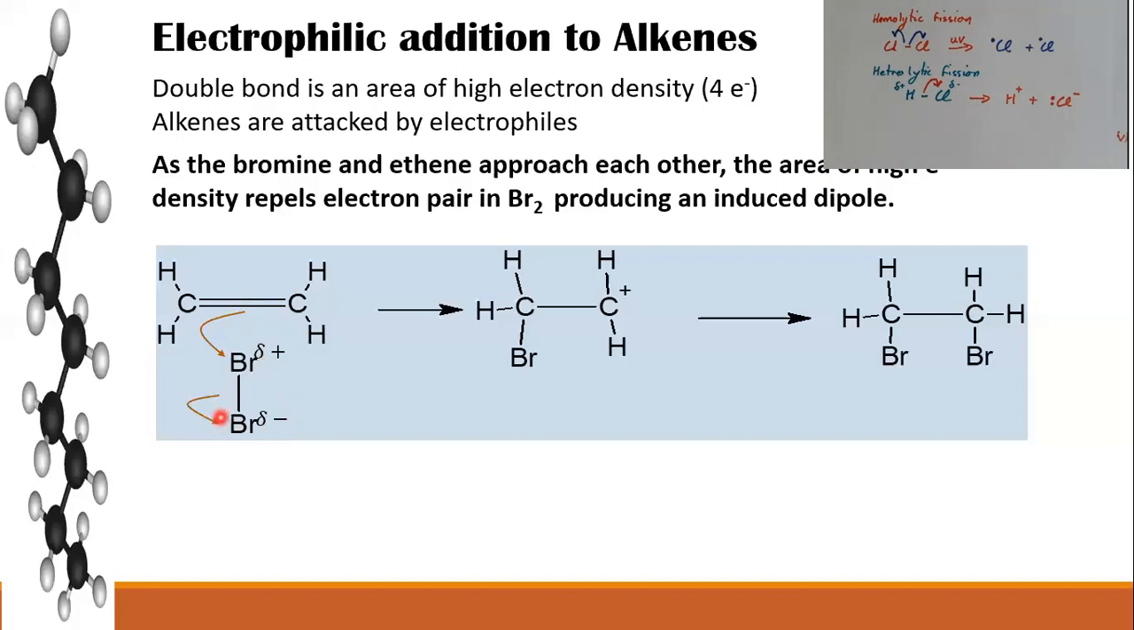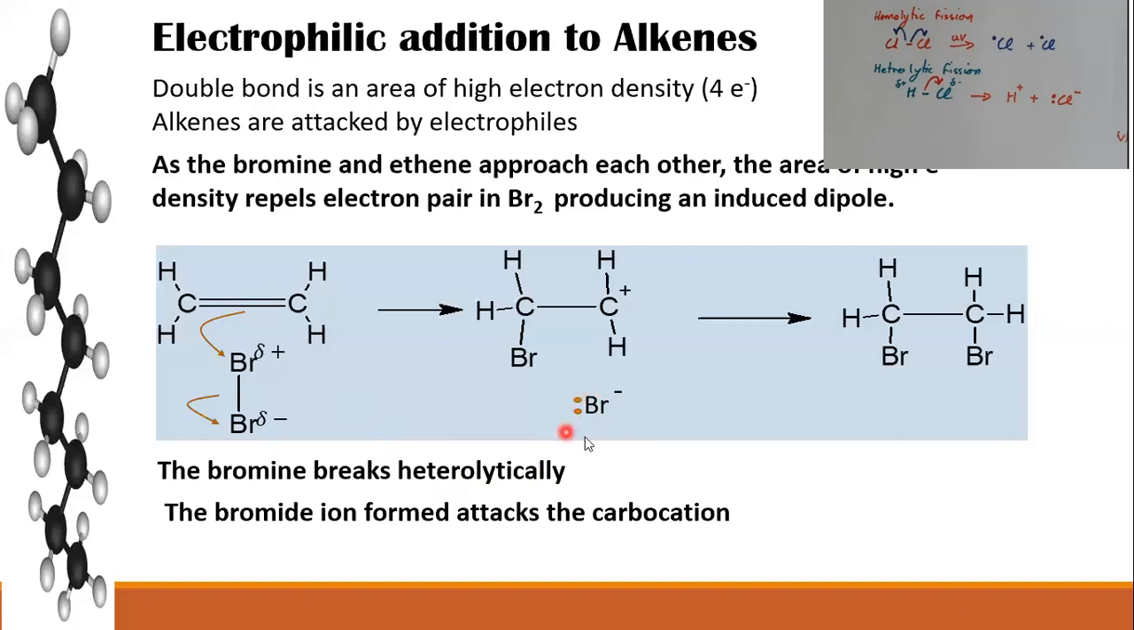Okay, so what happens here? Because of the induced dipole, my bottom bromine that is now induced to be slightly negative will get the full share of the bonding electron pair, producing a negative ion. So it breaks heterolytically and it produces, there we go, my negative bromide ion with its lone pair.